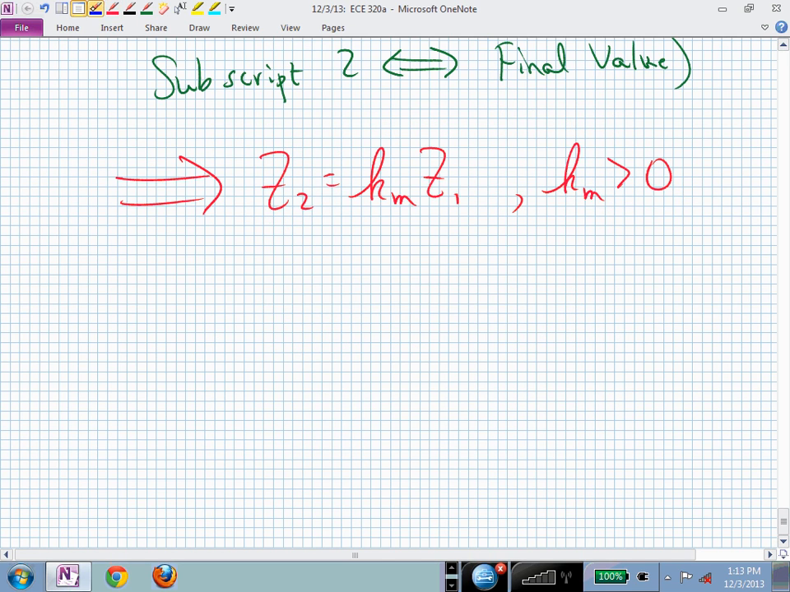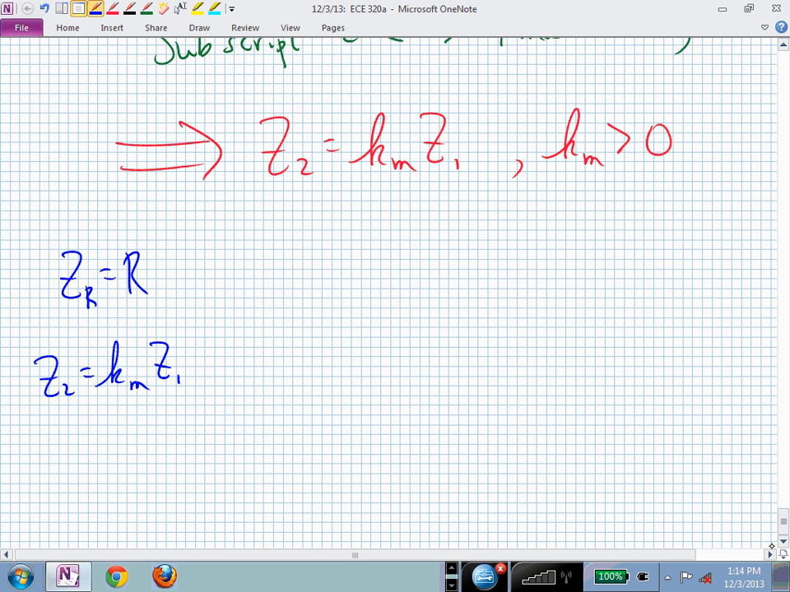If that's the case, let's look at our different components. Suppose I have a resistor. It has an impedance, Z sub R of R. And now I can say, oh, if I want Z sub 2 to be K sub m Z sub 1, what does that mean in terms of how are R2 and R1 related?